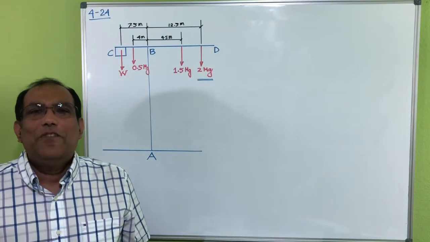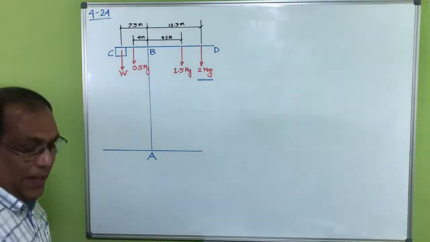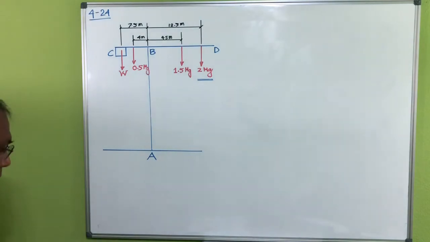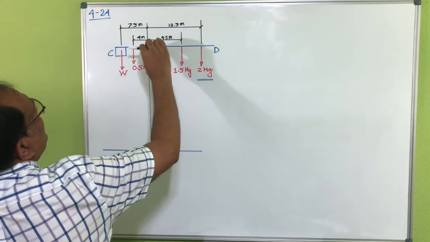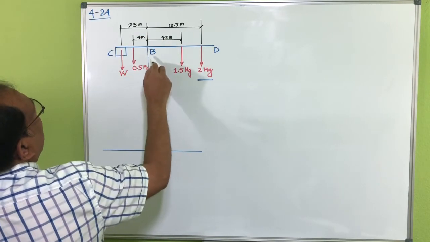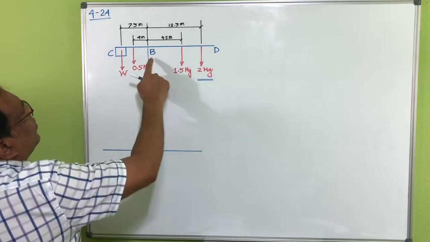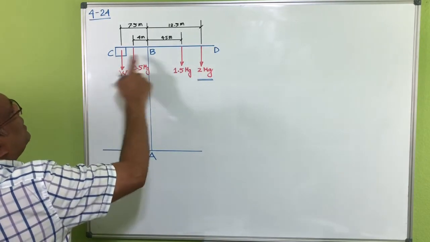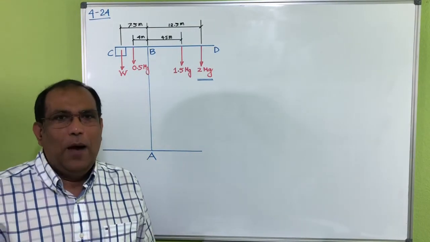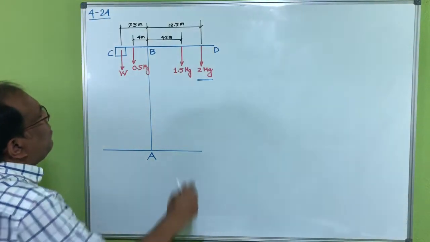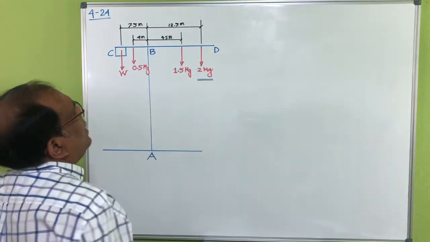Problem number 4-24. This one is showing actually a tower crane. This is your tower crane, this is the smaller arm BC, and this is the longer arm BD. The weight of arm BC is 0.4 megagram. Megagram means 10 to the power 6 gram. And the weight of this one is 1.5 megagram.